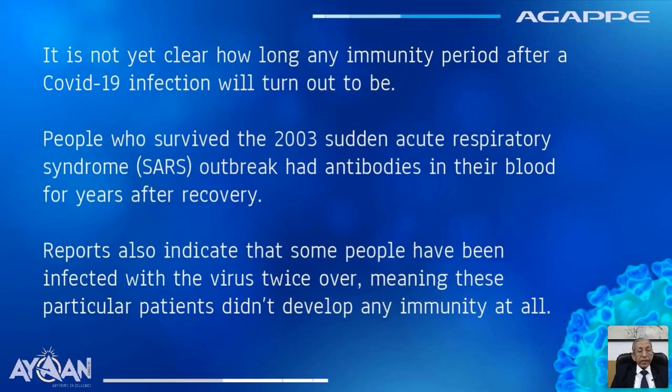It is not yet clear how long any immunity period after the COVID-19 infection will turn out to be. People who survived the 2003 severe acute respiratory syndrome, that is the original SARS outbreak, had antibodies in their blood for years after recovery. Reports also indicate that some people have been infected with the virus twice over, meaning that these particular patients did not develop any immunity at all. That is an assumption. We don't know.